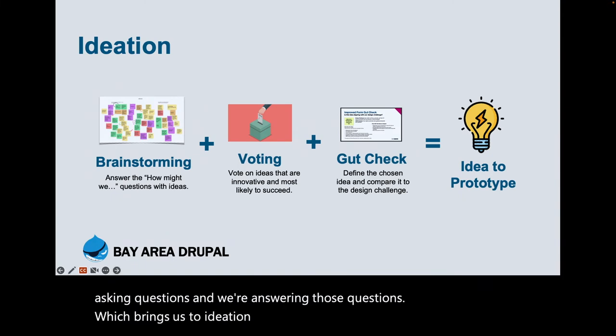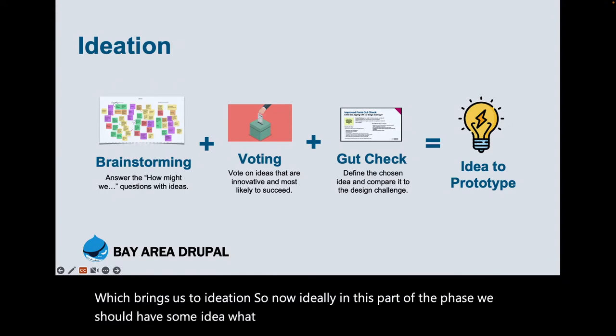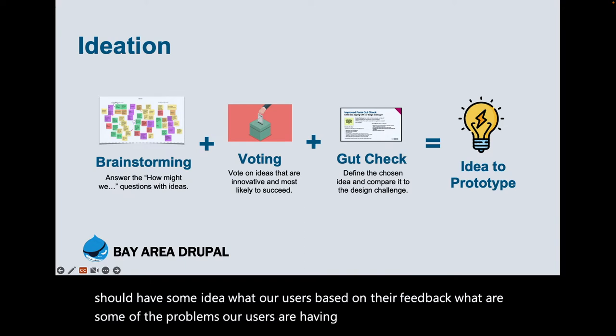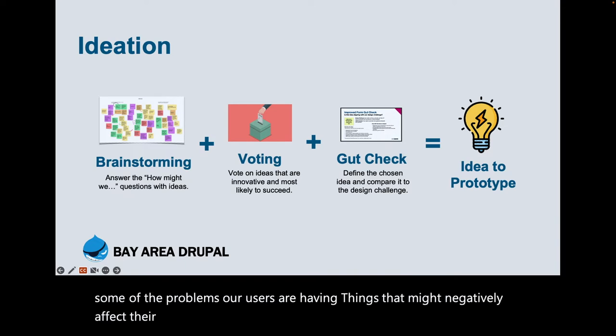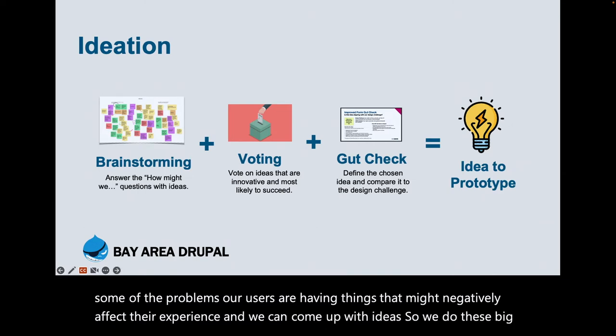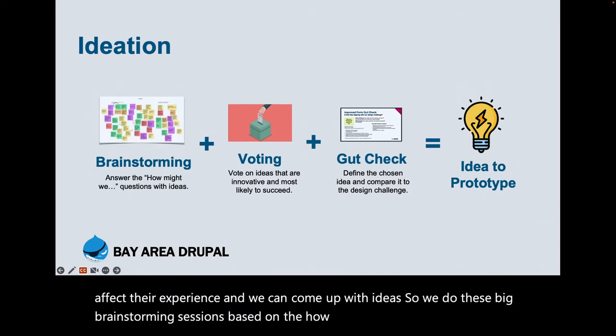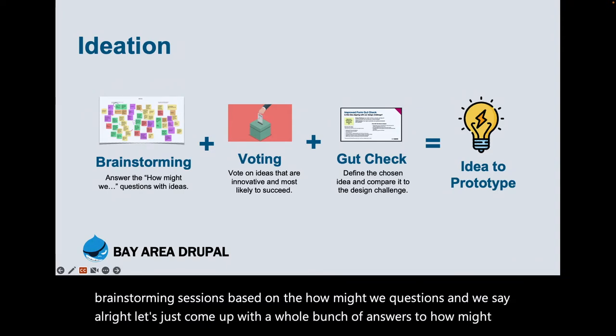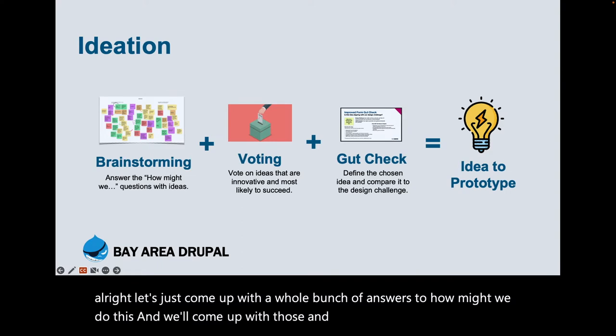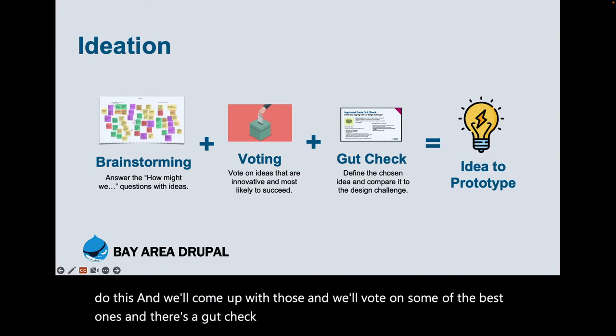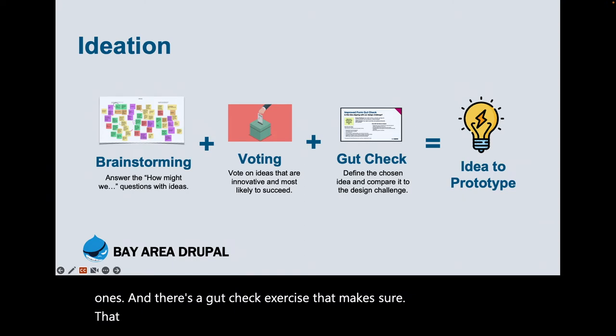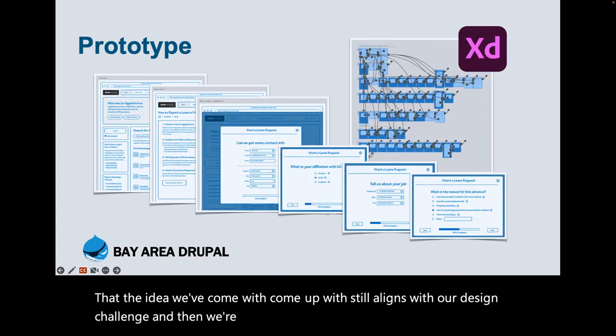So now, ideally in this part of the phase, we should have some idea, based on their feedback, what are some of the problems our users are having, things that might negatively affect their experience. And we can come up with ideas. So we do these big brainstorming sessions based on the how might we questions. And we say, all right, let's just come up with a whole bunch of answers to how might we do this, and we'll come up with those and we'll vote on some of the best ones. And there's a gut check exercise to make sure that the idea we've come up with still aligns with our design challenge. And then we're sort of off to the prototyping phase.